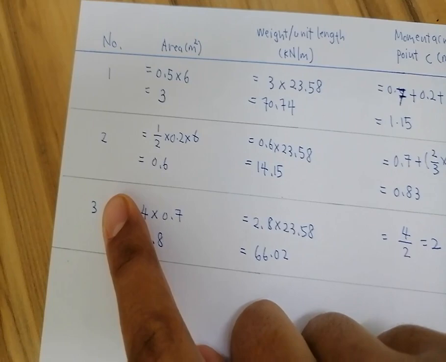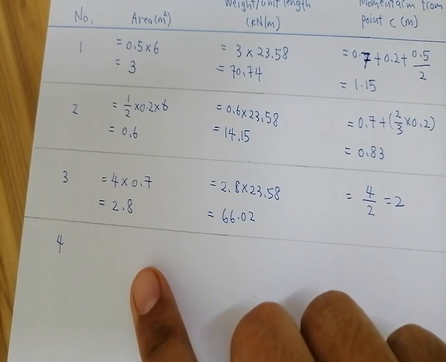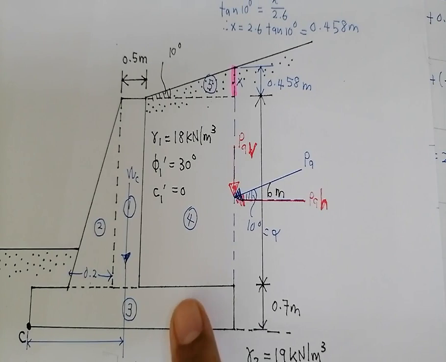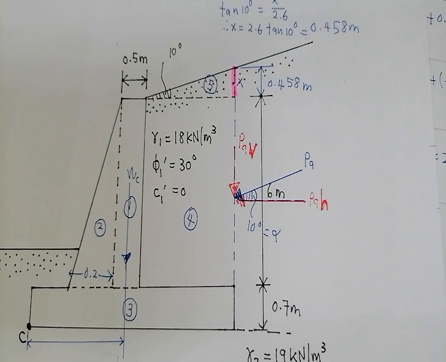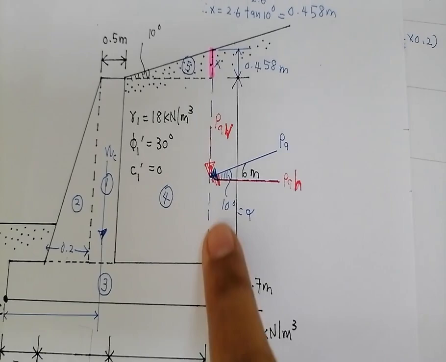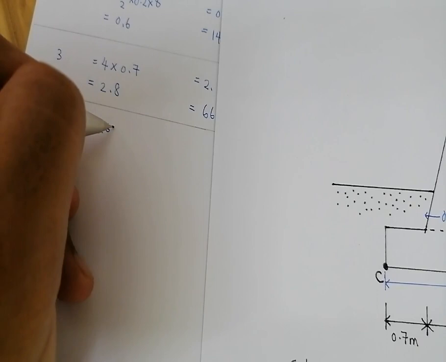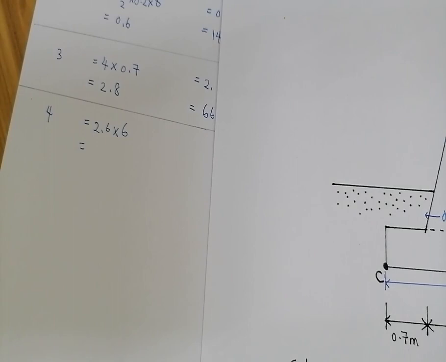Section four, so you're right down here. So let's get back to our figure. All right, so this is section four. You have to remember that section four is the soil section above the heel. So the dimension is, in order to get the area, 2.6 times 6, isn't it? Okay, so let me write down here. Area is 2.6 times the height, which is 6, and this equals 15.6.